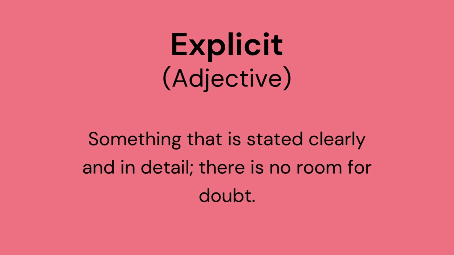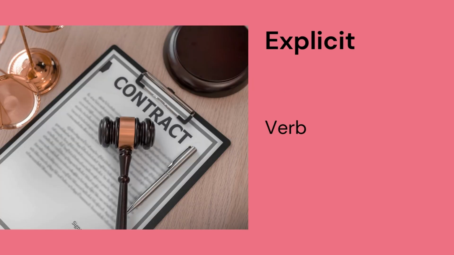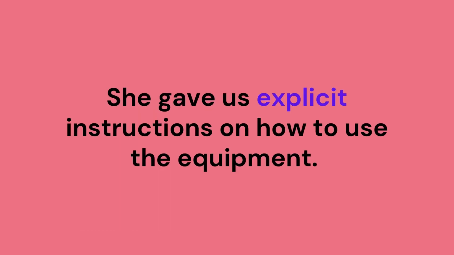Explicit. Explicit is an adjective, and it refers to something that is stated clearly and in detail. There is no room for doubt, and I think few things are more explicit than a contract, right? A contract has so many rules and items clearly stating what both parties to the contract are agreeing to. It has to be very explicit. She gave us explicit instructions on how to use the equipment is another way we can use the word explicit.